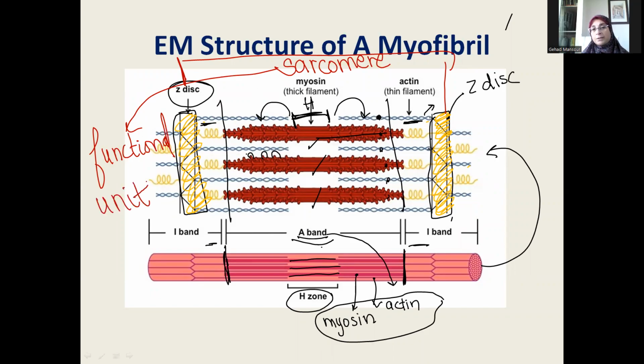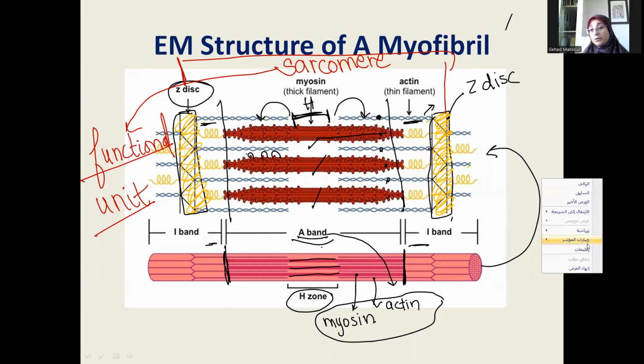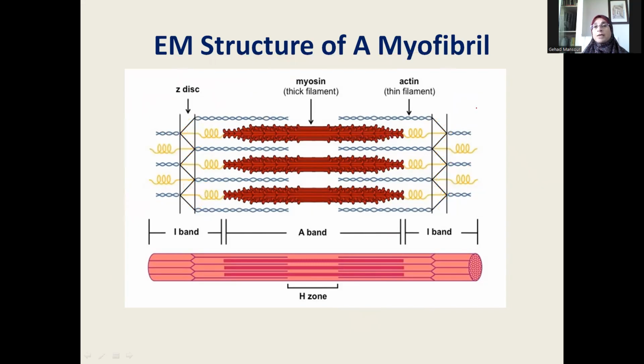Functional unit means, just like we said in our study of the kidney, that the nephron is the functional unit of the kidney because every nephron alone can do the function of the whole kidney. Similarly, we can say that the sarcomere in a skeletal muscle is the functional unit of the muscle in general, the striated muscle, whether skeletal or cardiac, because every sarcomere alone can contract.